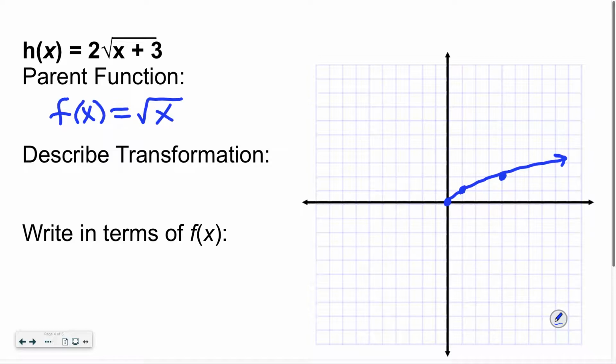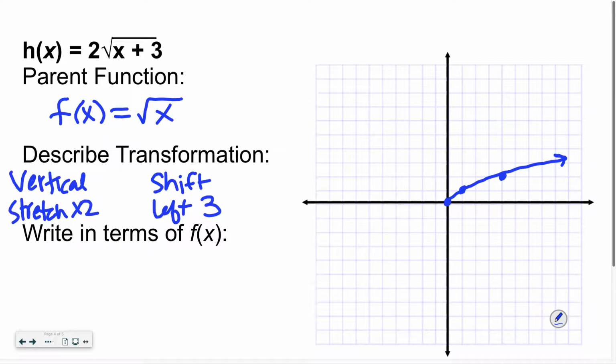Our transformations, 2 things are happening. Well, what's happening with that plus 3? Madeline, what is the plus 3 doing? Okay, so we have the shift left 3. What about this 2? Ryan, what's that 2 doing? Vertical stretch. Vertical stretch of 2. Okay, so let's figure out the vertical stretch and then shift it to the right. Okay.